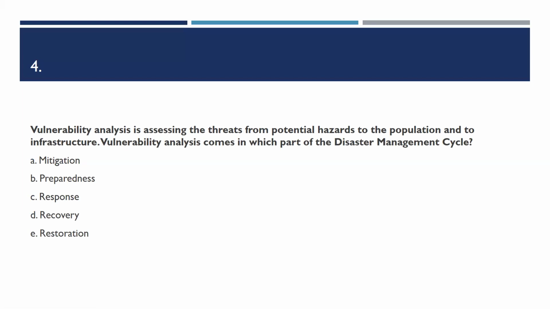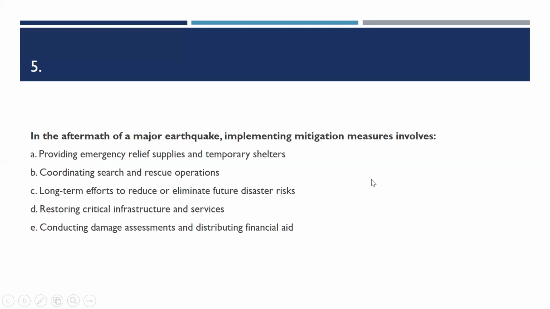Vulnerability analysis comes in which part of the disaster management cycle? A. Mitigation, B. Preparedness, C. Response, D. Recovery, and E. Restoration. The answer is B.